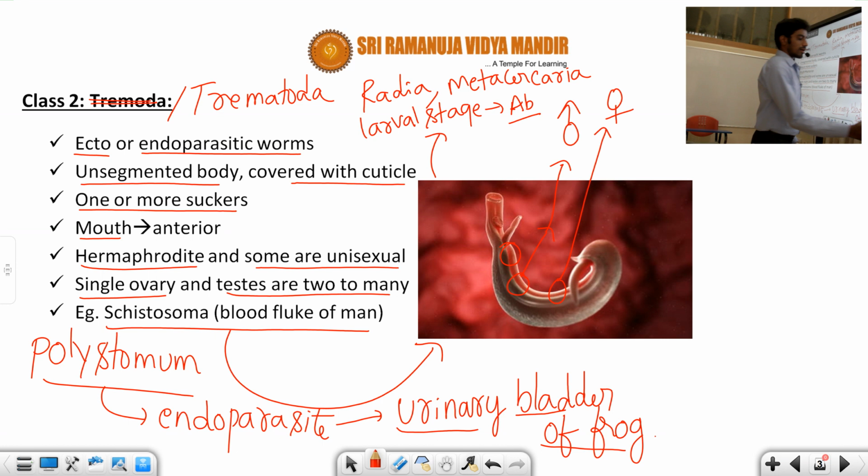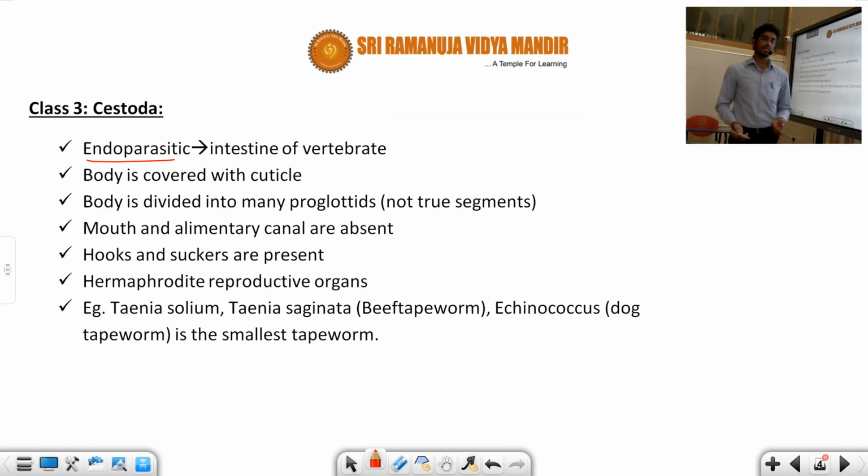Cestoda is also an endoparasite. It is generally found in the intestine of vertebrates like human beings and other animals. Here the body is covered with cuticle. The body is divided into many proglottides. Generally we consider proglottides as segments, but in this class Cestoda, the proglottides are not considered true segments. And here you can see the mouth and alimentary canal are absent.